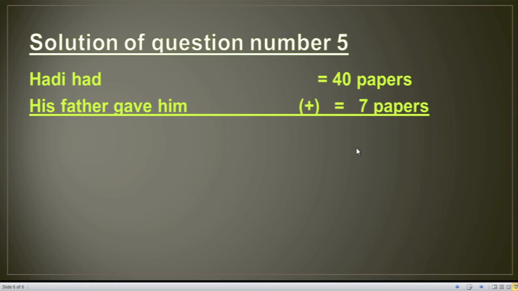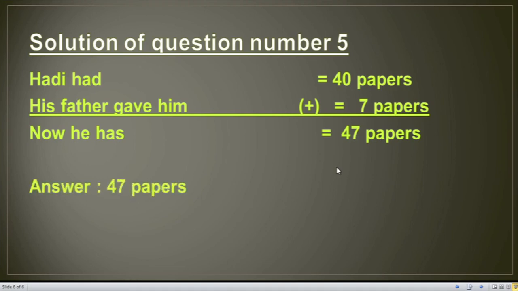And now what will we read in the final line? We can see that now he has 47 papers. And how can we get this 47? You know that 0 plus 7 is equal to 7, and then this 4 will be here. So the answer of this question will be 47. So the answer of question number 5 will be like that. Answer is equal to 47 papers.